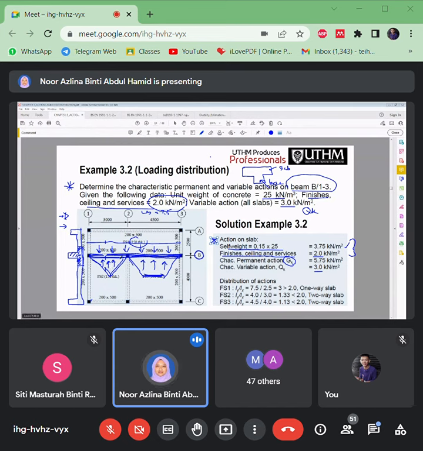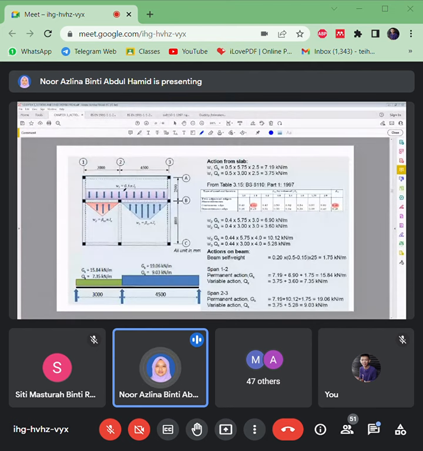for trapezium, for triangle, for trapezium. Okay, so you have to calculate in the tables later. You need to know this Ly divided by Lx. Okay, so you need to calculate one by one.